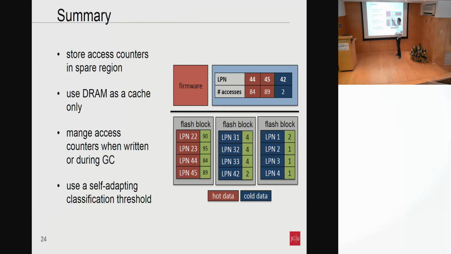First, we do not have the access counters in DRAM anymore, so we become independent from the amount of DRAM our system has, which also enables us to run on mobile devices. And then we manage the access counters when the flash memory needs to touch them anyway. So whenever we write them, we increase them by 1. Whenever the garbage collection process reads and moves them to another location, we decrease them by 1. And we also found a self-adapting classification threshold to classify data as either hot or cold.